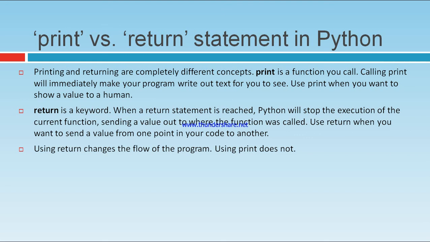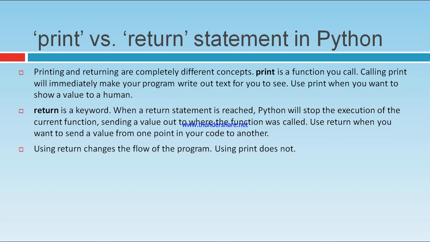Return is also a keyword, so we should write it in small letters only. When a return statement is reached, Python will stop the execution of the current function, sending a value out to where the function was called. कहाँ पे जाएगी ये value? Value तो return होगी because the name says the particular thing, but ये value कहाँ पे return होगी? Where you call the function in that particular line, in that calling statement, the function returns the value.